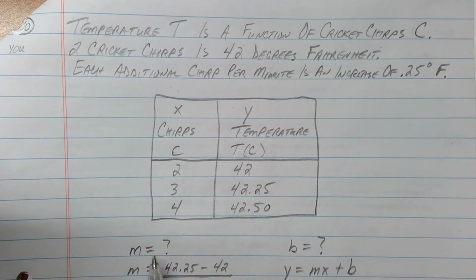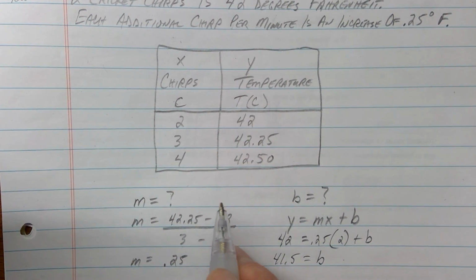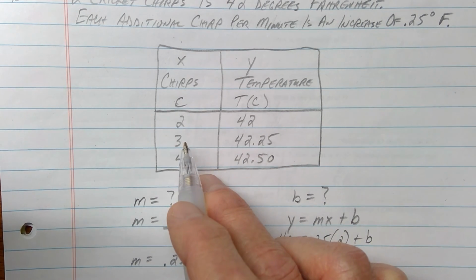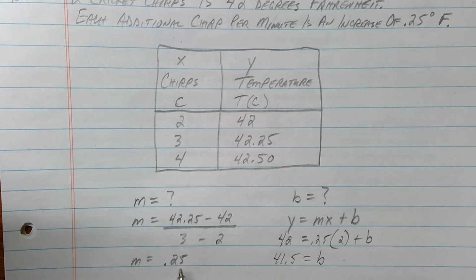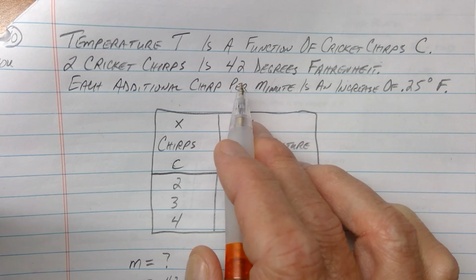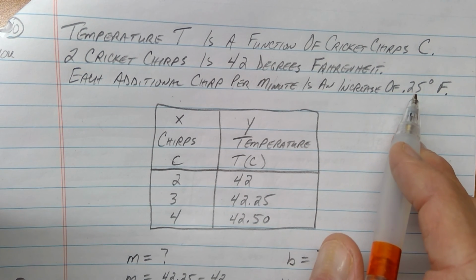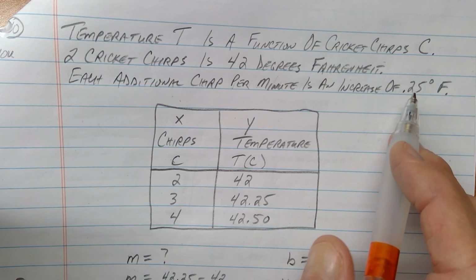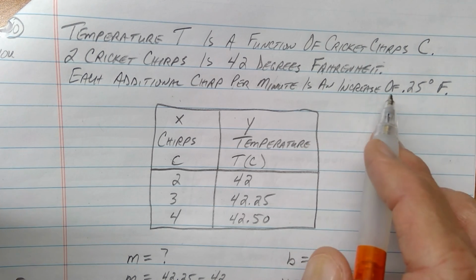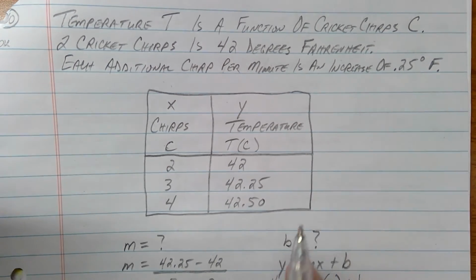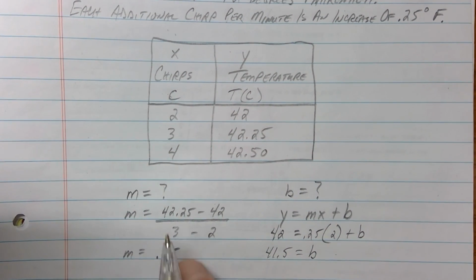Let's write an equation. What's the slope? All right, for slope I chose to do 42.25 minus 42 over 3 minus 2 for a slope of 0.25. Again, they gave that to us right here. They gave us the slope. You just have to kind of get used to seeing it and recognizing it. What's the rate of growth? The temperature grows at a rate of 1/4 degree per chirp. So sometimes you can spot that, but if you have to calculate it, it's not that big a deal.